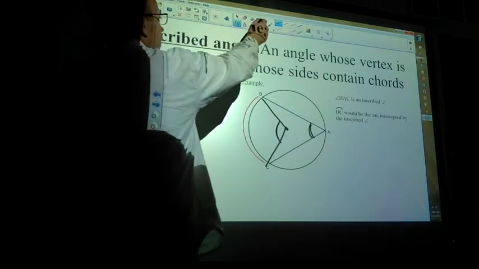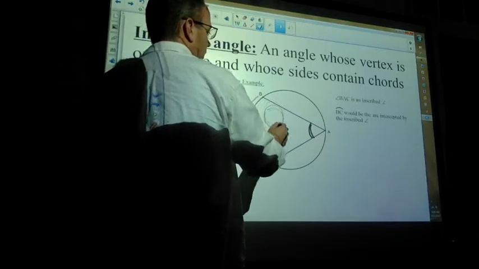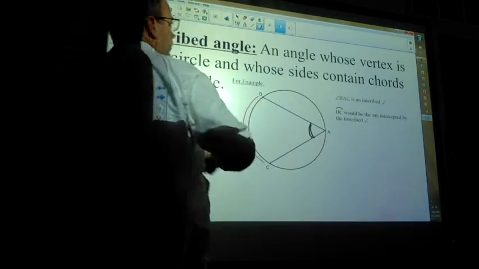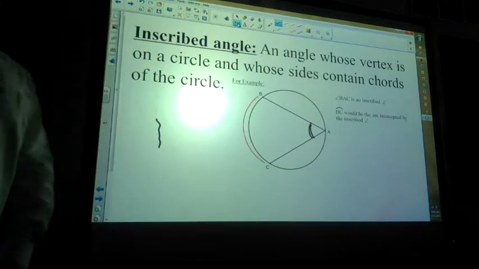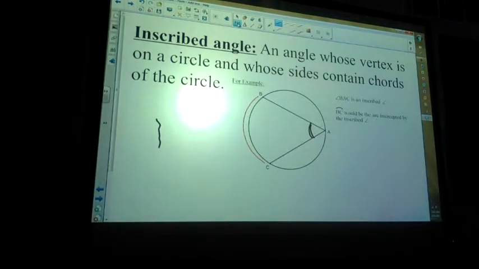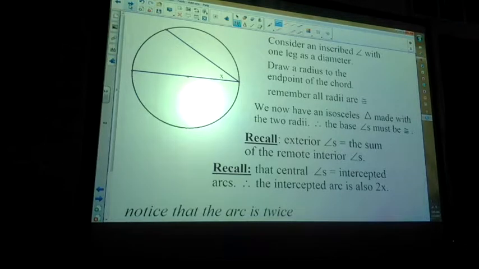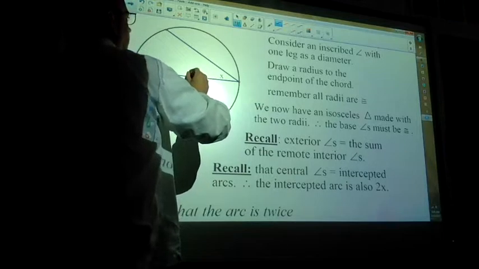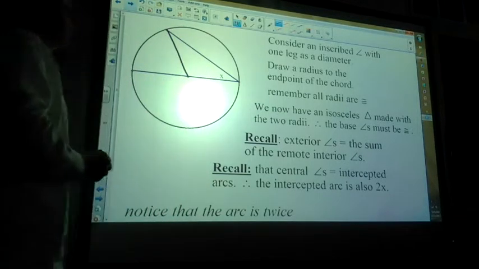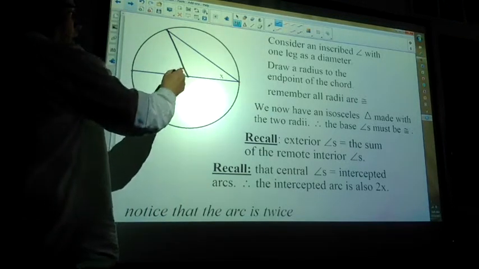Okay, so let me just clear off these things. We good so far? All right. So, consider an inscribed angle with one leg as the diameter. Draw a radius to the end point of the chord. Okay, so if I drew this from here to here, this is now a central angle.